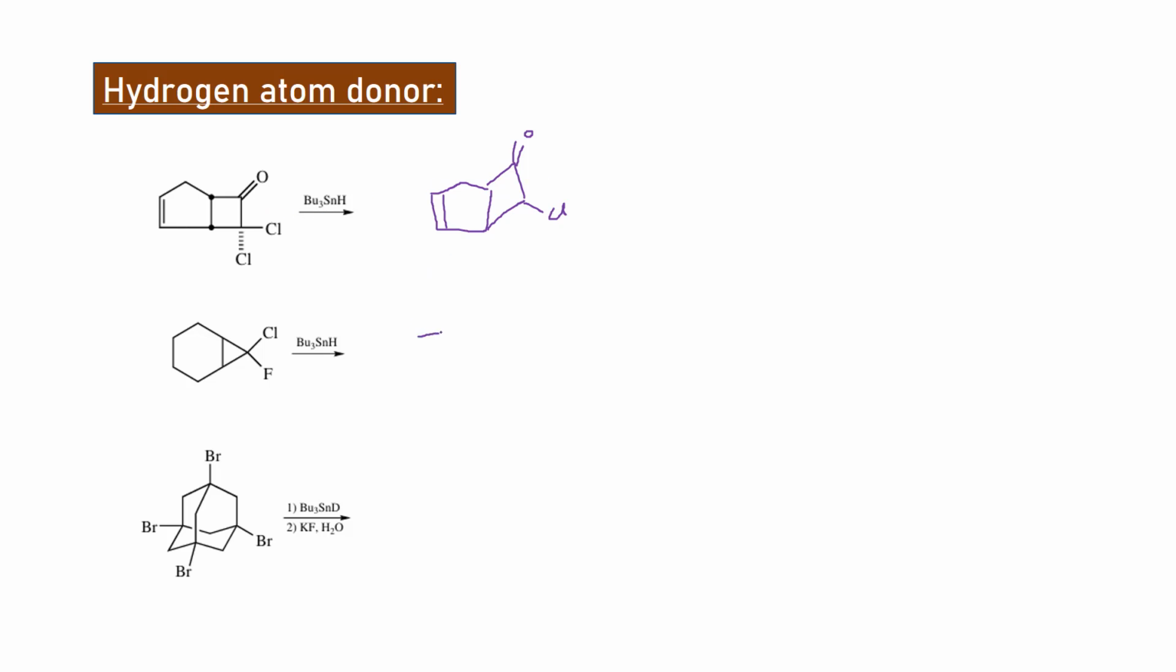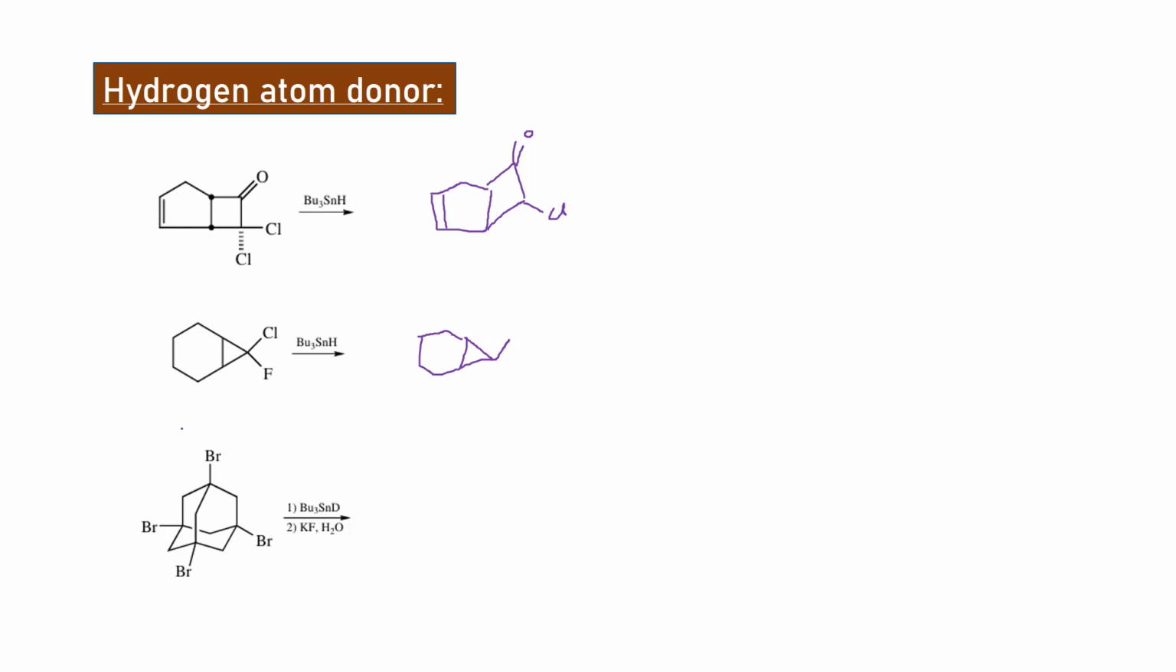Next is this one. Now there are 2 types of carbon-halogen bond. One is C-Cl, another is carbon-fluorine. Whenever there are 2 carbon-halogen bonds, there will be a selectivity between these two, as to which bond will be broken by Bu3SnH. Now we have already talked about the rate of the hydrogenation. As the bond strength of the carbon-halogen bond increases, the rate of the reaction gets lower.